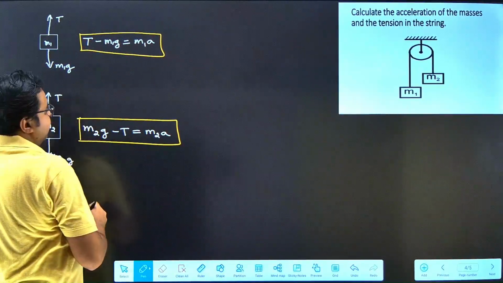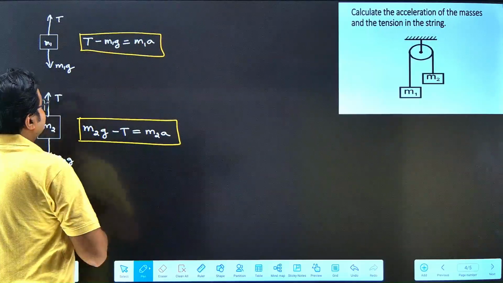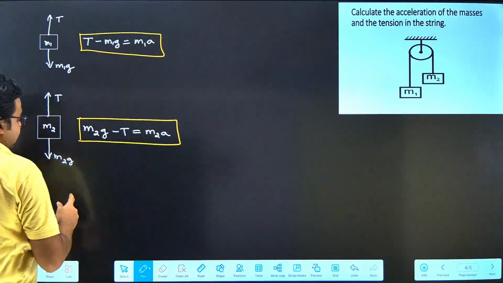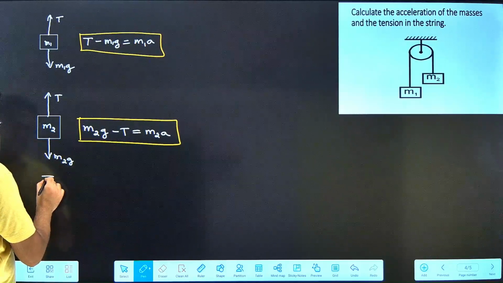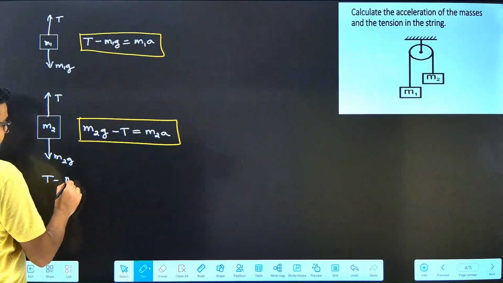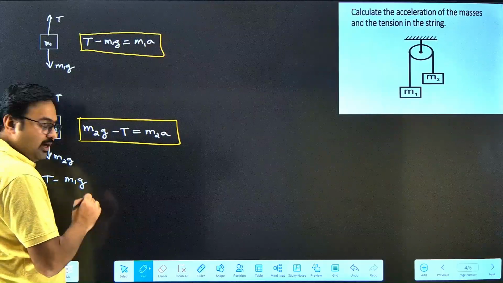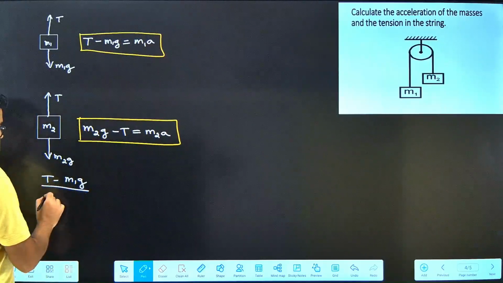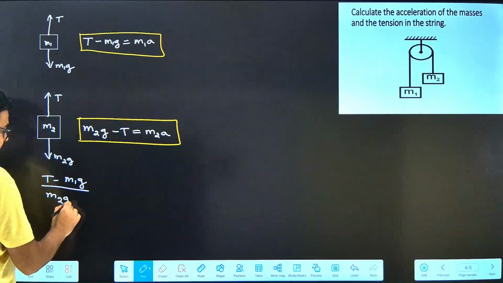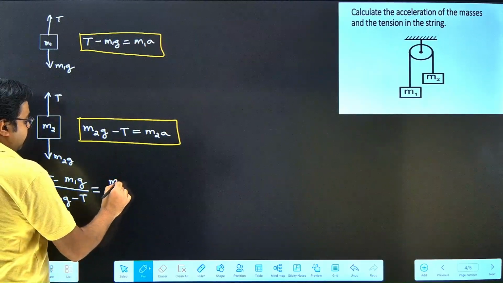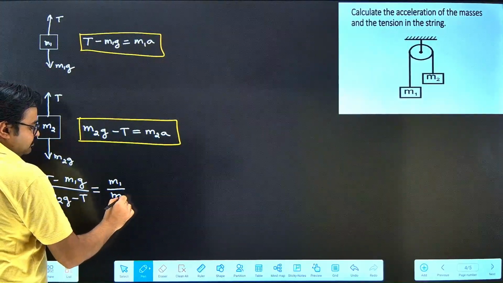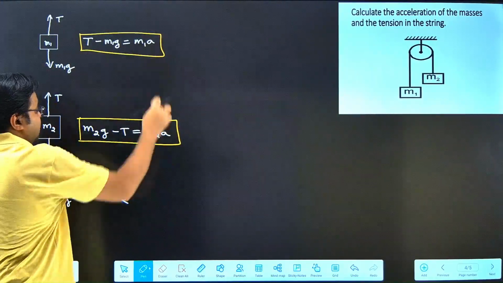And this time also we'll be finding the tension. How do we do that? Very simple. We shall divide the two equations. If you divide the two equations, you will have T minus M1 into G, divided by M2 into G minus T, equal to M1 divided by M2. So that's the equation you will have. A has got cancelled.